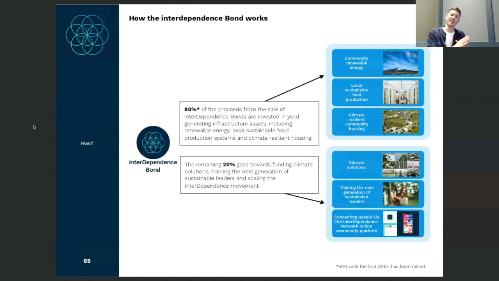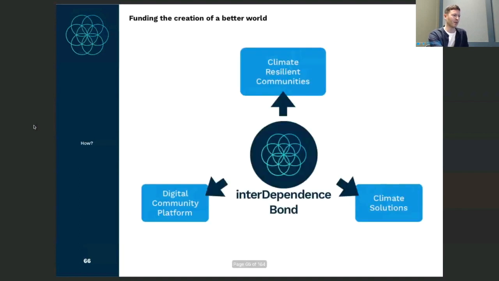So in a way, the idea is that a significant proportion of the money is being used to invest in assets that can generate a yield to pay for the other stuff that we need to pay for, which would hopefully help accelerate solutions to climate change, but also growing this movement.